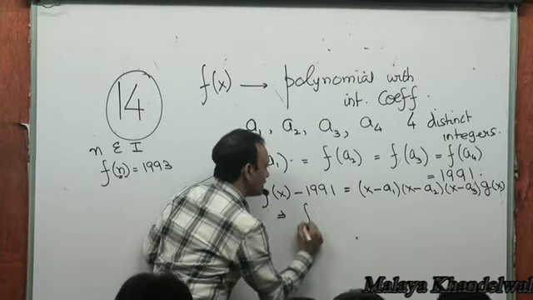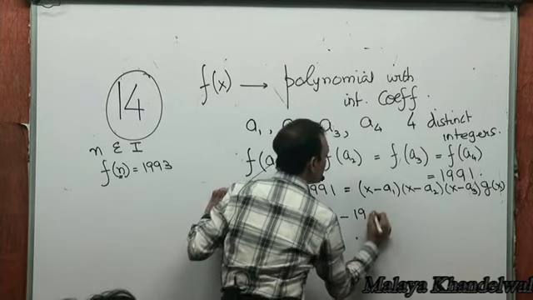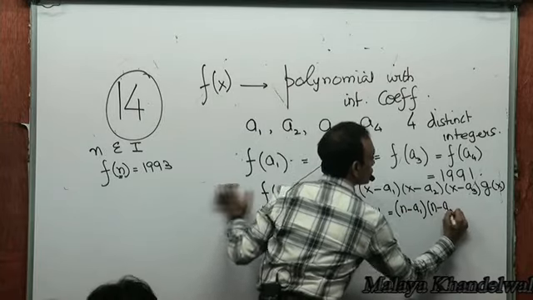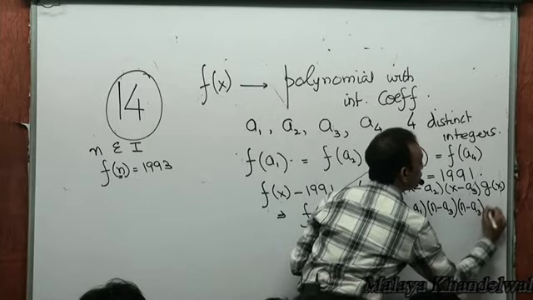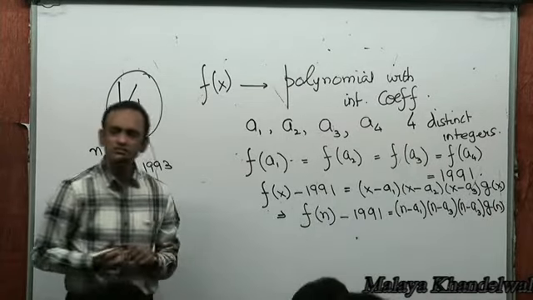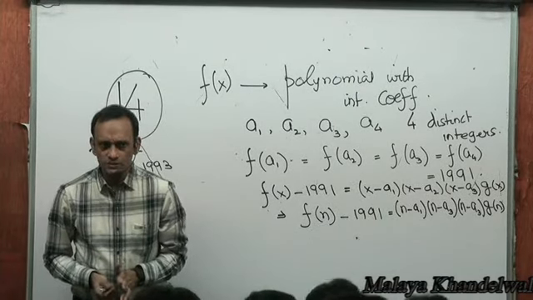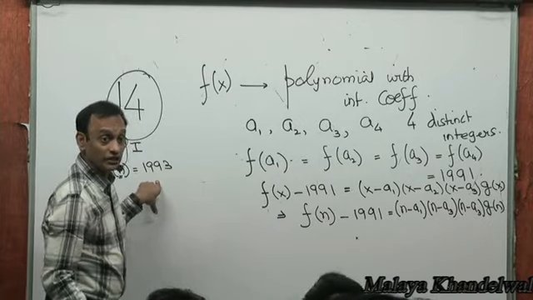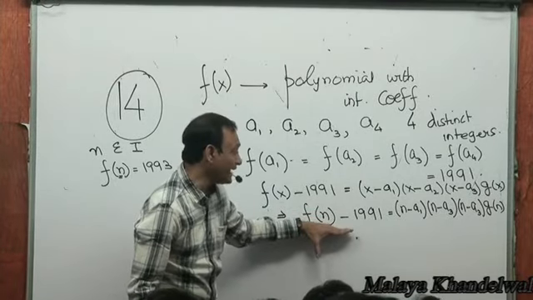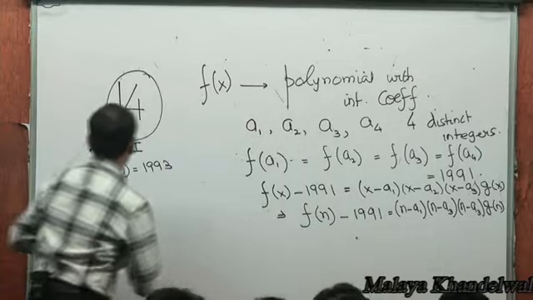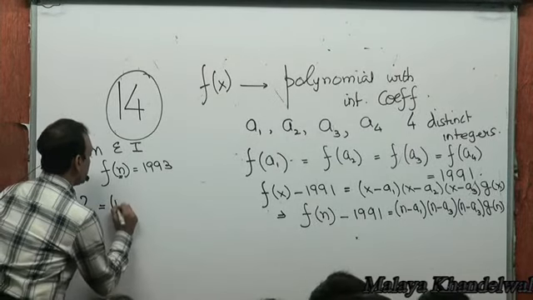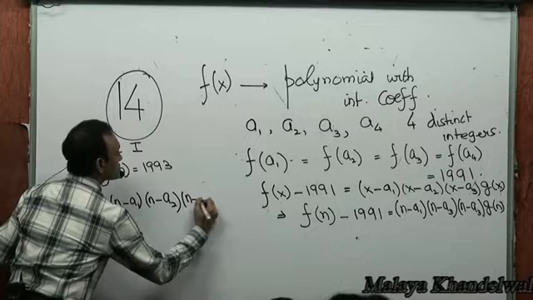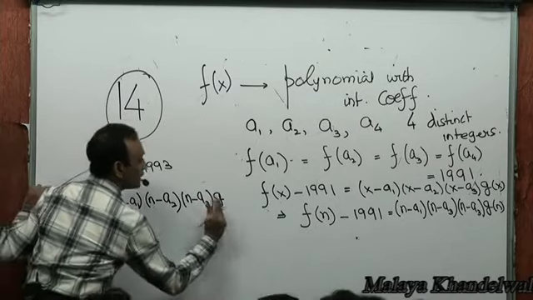So this gives me f(n) minus 1991 equals n minus a1 into n minus a2 into n minus a3 into g of n, putting x equal to n on both sides. No reservations writing this. Now let me assume that for this integer n, f(n) becomes 1993. So f(n) is 1993. So 1993 minus 1991 is 2. So I get 2 equal to n minus a1 into n minus a2 into n minus a3 into g of n. I'm sorry, and a4 also.